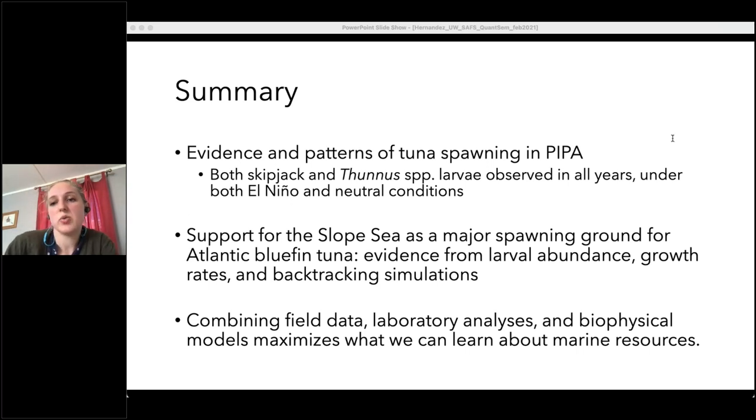Matt asks, any genetic parentage work done on these larvae versus Med and GOM spawners? Yeah, so there is some preliminary work coming out of that. I don't really know the results. I do know that some of our slope sea larvae were sent to a collaborator in Spain as part of a population genetics project. And I think there's been a little bit of preliminary data showing that it might be a site of mixing, that the larvae collected in the slope sea might have more intermediate identity.